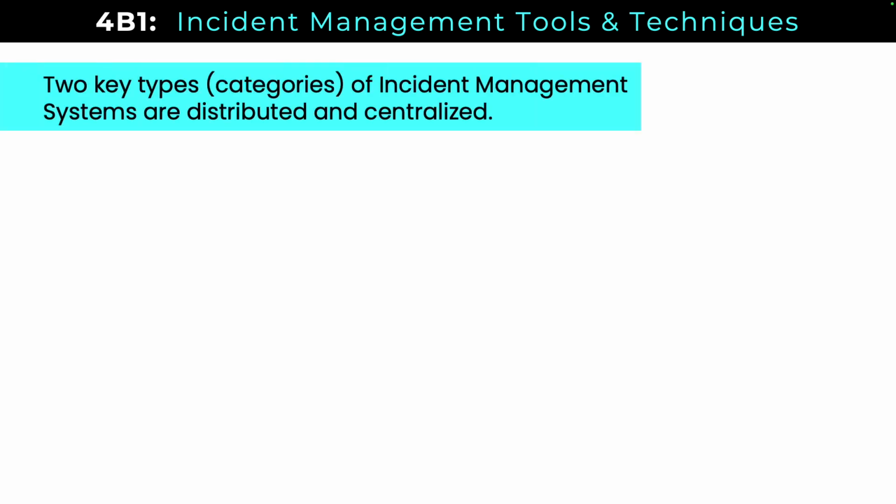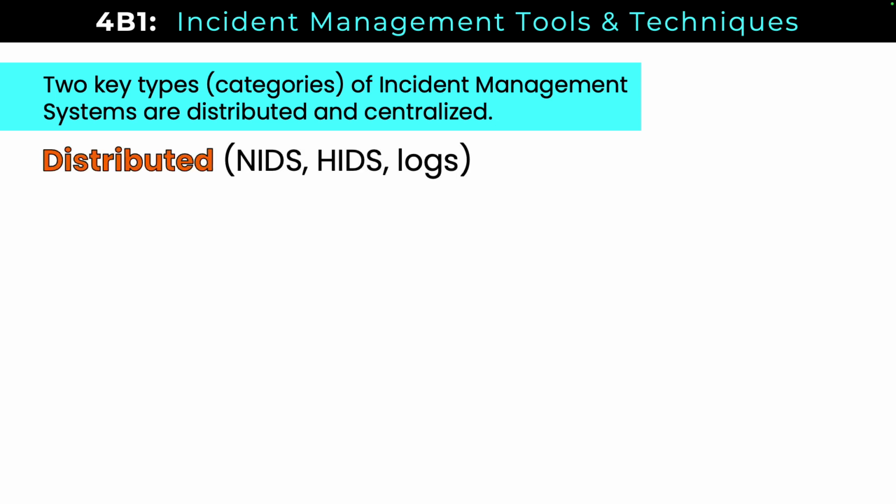So there are two categories of incident management systems, the distributed and the centralized. So in terms of distributed, we have your network intrusion detection or prevention systems, or the host-based intrusion detection and prevention systems.